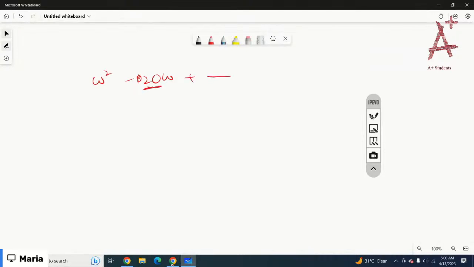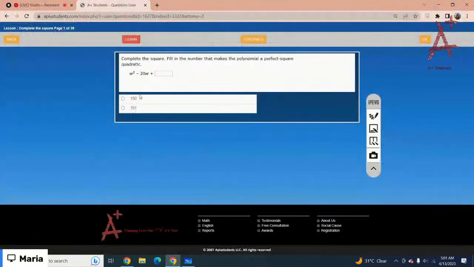That is the b. You have to add (b over 2) square, so (20 over 2) square. Got it? So that means we have to add 20 over 2 is 10, 10 square. 10 square is 100. So w square minus 20w plus 100. That means the missing value is 100. So the correct option is 100.